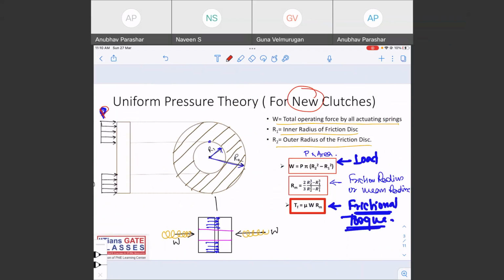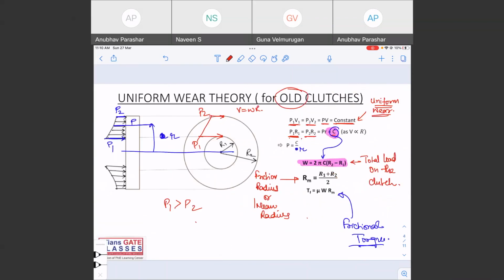So why are two theories required? If you apply the uniform pressure theory to an old clutch, the theory will overestimate the old clutch. The theory will say that this old clutch can give you 100 Newton meter of torque, but in actual, it will not be able to give that 100 Newton meter. Definitely it has become old, it has worn out. So maybe it is giving somewhere around 60, 70 Newton meter. If you apply the uniform pressure theory to an old clutch, it is going to give you 100.